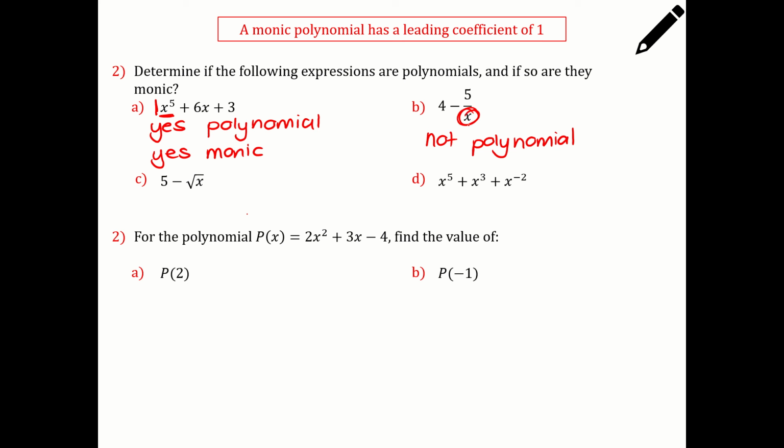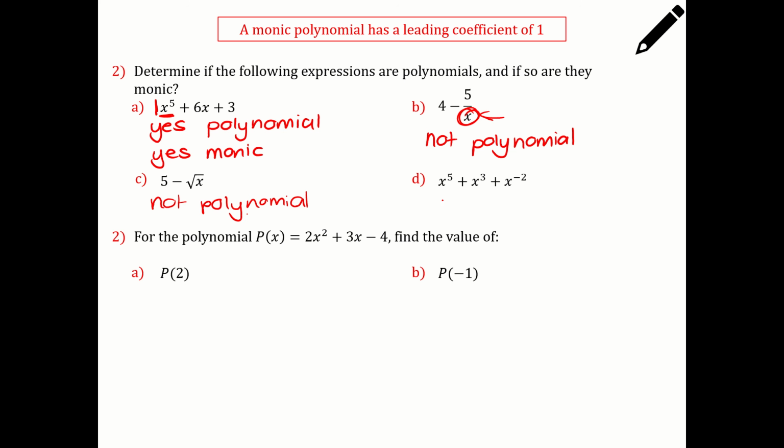This is x to the power, but it's on the bottom of a fraction, and it's not a polynomial. Here, this is also not a polynomial because we've got an x squared. So we only want x to the power of something. We don't want it on the bottom of fractions. We don't want them under square roots. We just want x to the power of something.